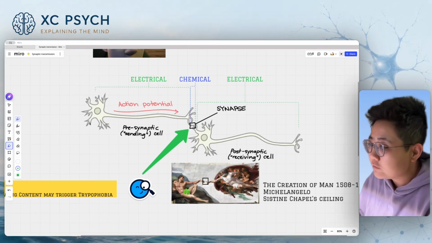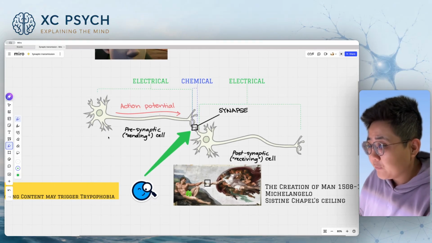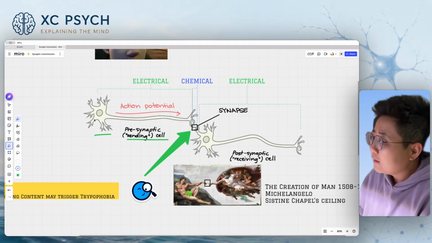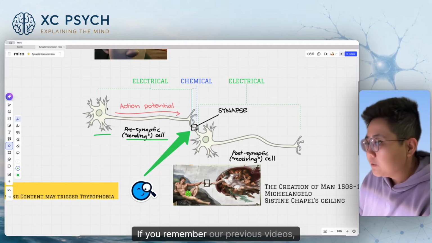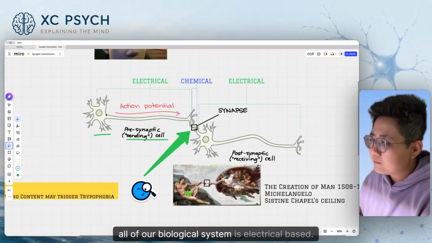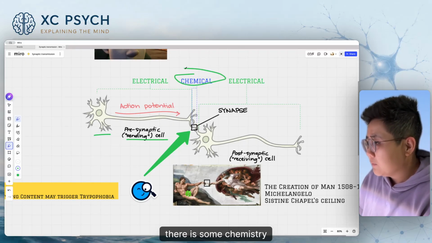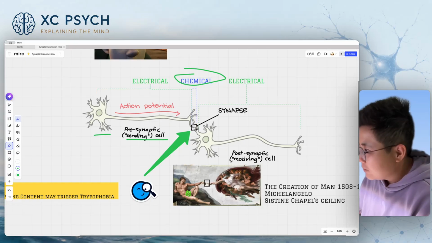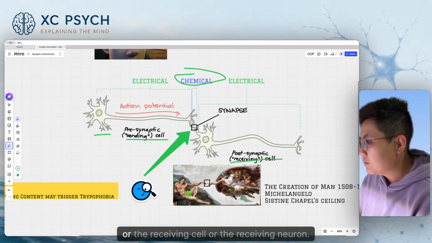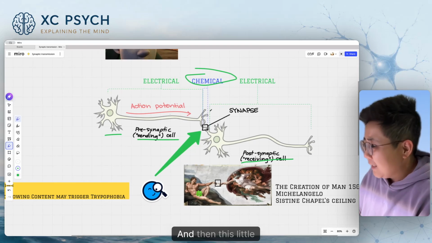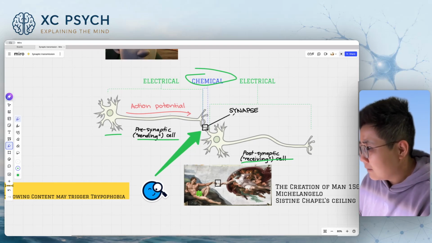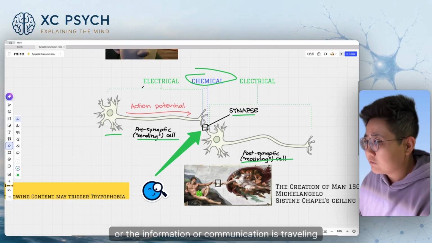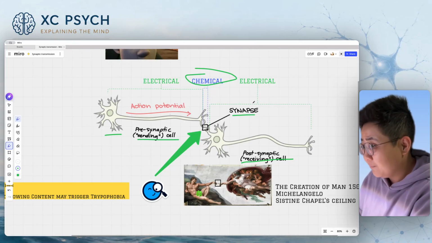As you can see, we have the presynaptic neuron. You can simply understand it as the sending cell, the neuron sending the action potential to the next neuron. And if you remember our previous videos, all of our biological system is electrical based. However, there is some chemistry sneaking in between. I will talk about why that is later. And now we have another neuron called the postsynaptic, or the receiving cell, or the receiving neuron. And then this little black square here is the synapse. So the information, or communication, is traveling from electrical to chemical to electrical again.